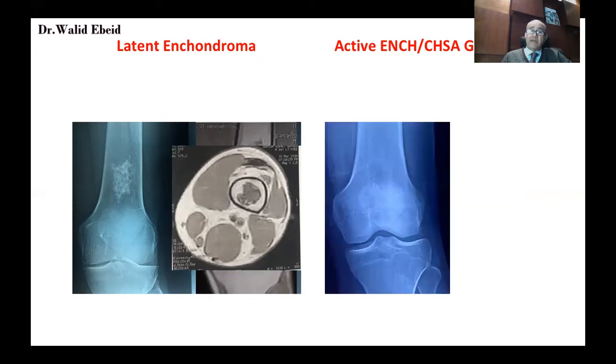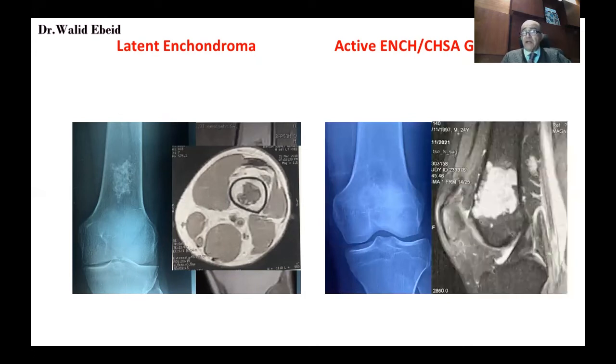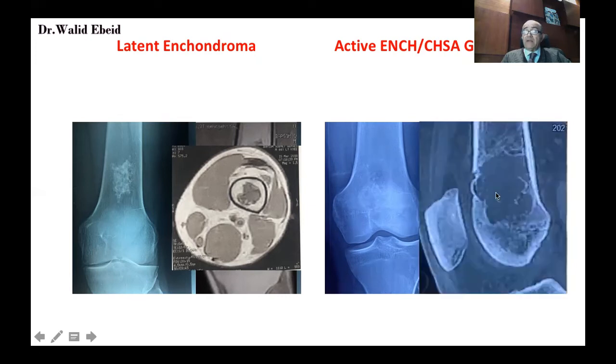Whereas this is another lesion of an enchondroma of the distal femur. You can see it on the X-ray. And the MRI shows contact with the cortex. And actually the anterior cortex of the femur is scalloped. You can see here the endosteal scalloping. And with the CT, actually the CT is very useful in detecting this bone scalloping, because you can see here thinning of the anterior cortex by the cartilage tumor.